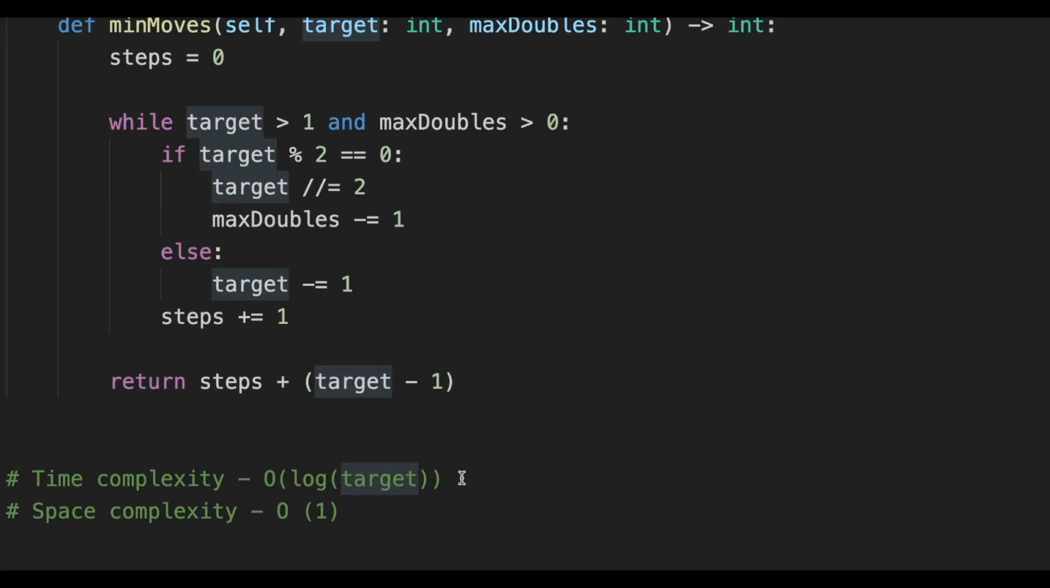What's the time complexity in this case? The time complexity is log of target, because we can divide by 2 based on whatever the target value is. And the space complexity is O(1) because we are not using any extra space.